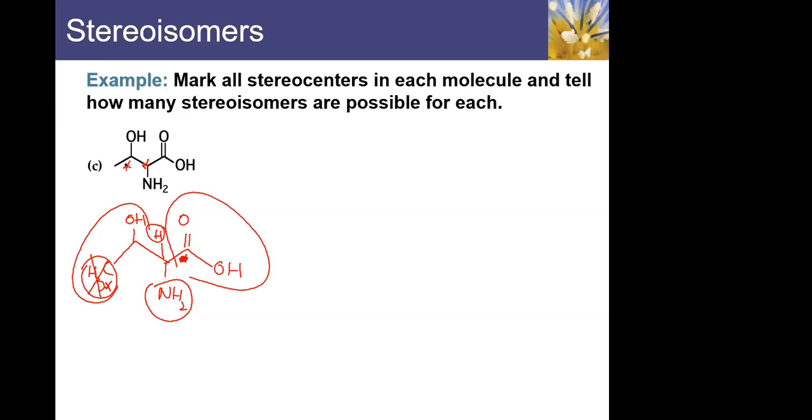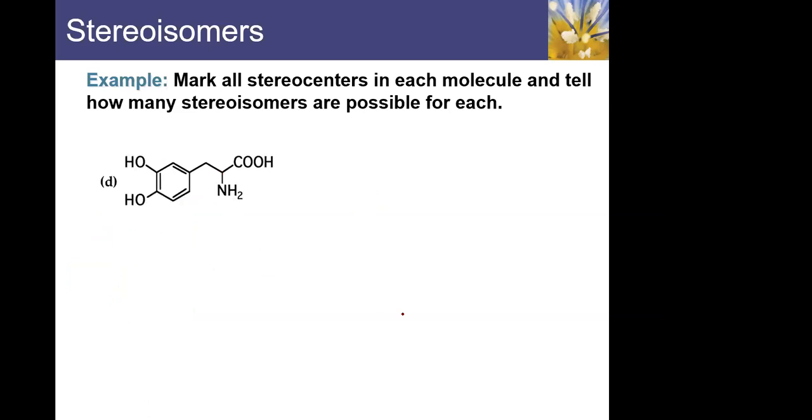So how many stereoisomers? 2 raised to the power 2. So I can have 4 stereoisomers, or you can say 2 pairs of enantiomers. Now I want all of you to do the next one. You can share the screen if you want to, or take a picture and send it to me on the chat window. Solve this and tell me which are the 2 stereo centers or 1 stereo center.